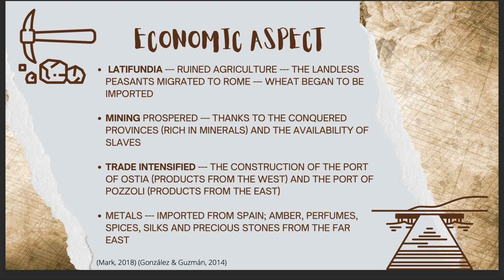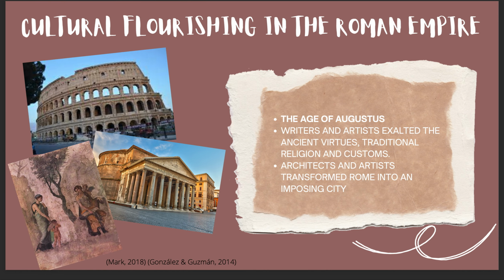Metals were imported from Spain, and amber, perfumes, spices, silks, and precious stones from the Far East. Also, there was a cultural flourishing in the Roman Empire, and the empire of Augustus was named the Age of Augustus because there were writers and artists who exalted the ancient virtues, traditional religions, and customs. Architects and artists transformed Rome into an imposing city as we know it.